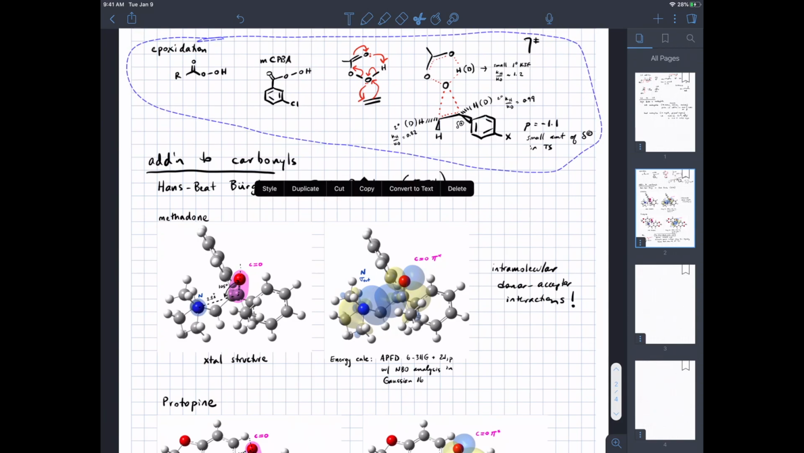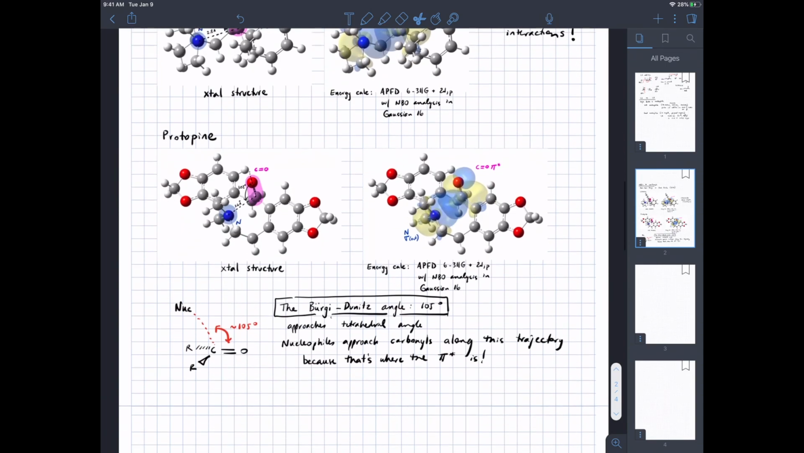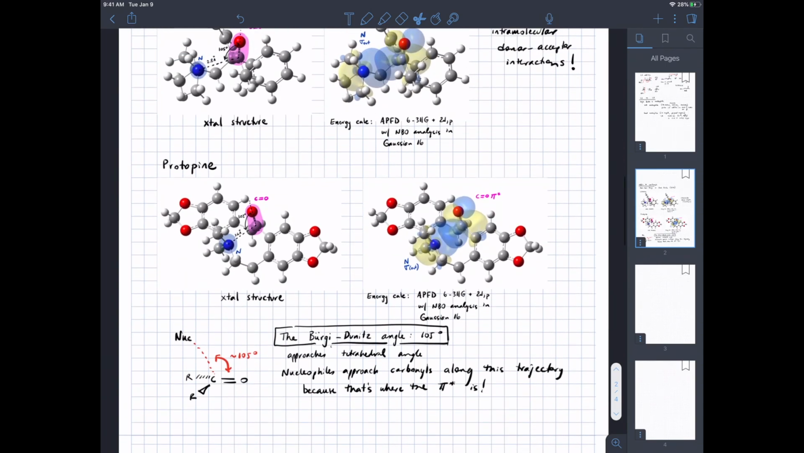105 degrees if you're attacking a carbon-oxygen pi bond. Turns out that angle is also preferred for 1,4 additions if you're attacking an olefin. And the reason for all of this is that that's where the pi star is.